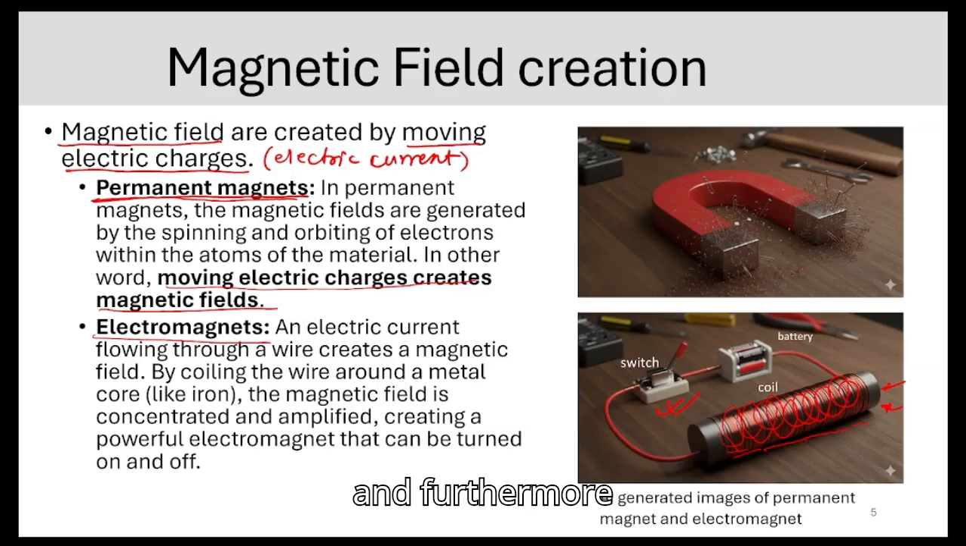Furthermore, we can also control the strength of the magnetic field by changing the number of coils, or the current supplied from a battery or an electric source.